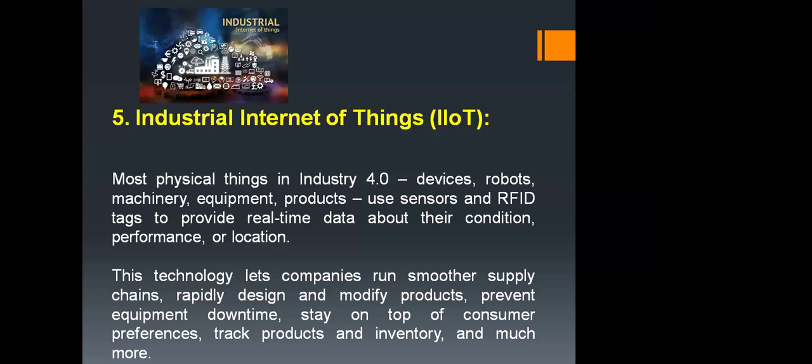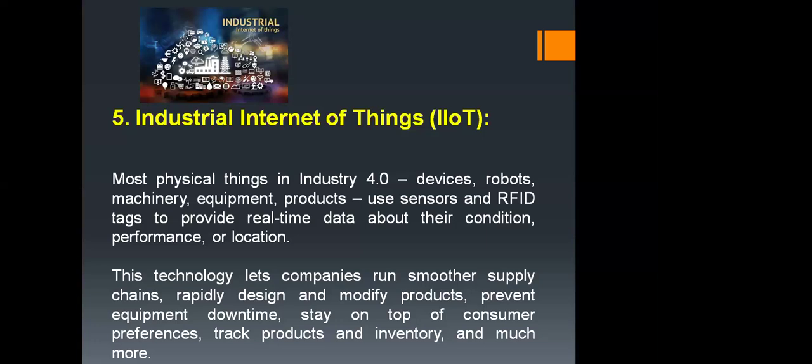And by using these kinds of technologies, from a remote area also, we can control different kinds of operations or processes. This technology lets companies run a smoother supply chain, rapidly design and modify products, prevent equipment downtime, stay on top of consumer preference, track products and inventory, and many more advantages can be obtained. So Industrial Internet of Things is one of the important technologies in Industry 4.0.